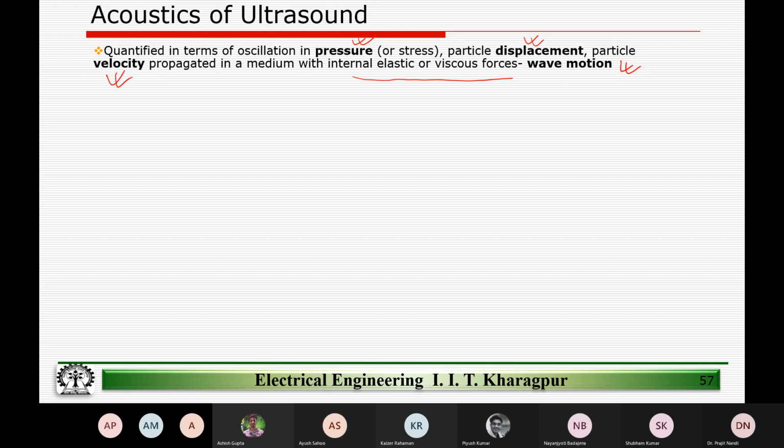So basically, we are going to study ultrasound in terms of pressure, the particle displacement, the particle velocity, and the characteristics of the medium in which the wave is going to propagate. So far, so good, right? No problem? Anything that comes to your mind, or anything you feel is a disconnect in what we have been discussing so far and where we are heading? There is no disconnect so far, right?